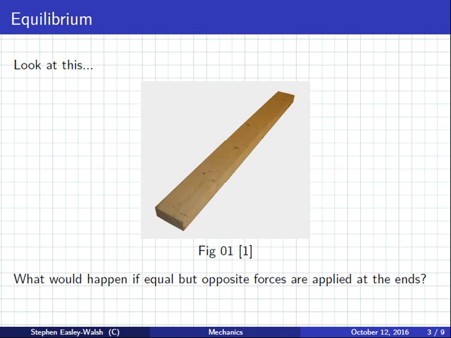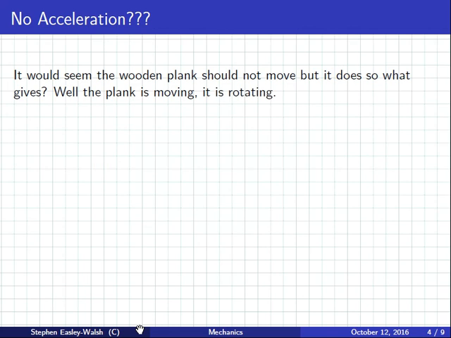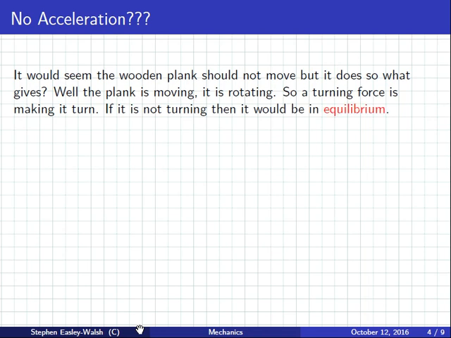Right, so what would happen if equal but opposite forces are applied at the ends? It would rotate. We saw that previously, that's a couple. So it would seem like it shouldn't move, but of course it does. So what's the deal? Well, the plank is moving, it is rotating, so a turning force makes it turn. If it's not turning, then it would be in equilibrium.